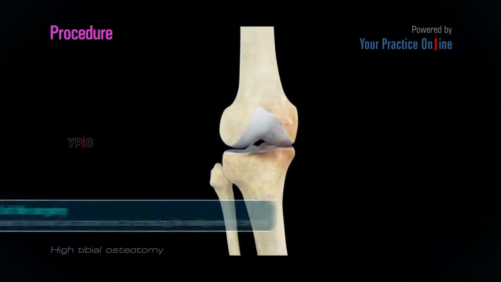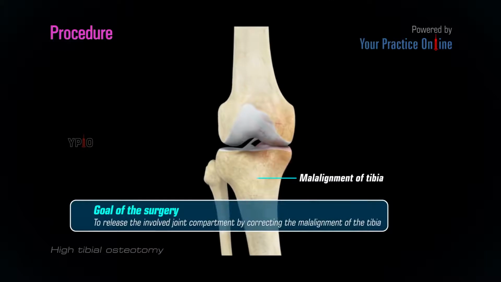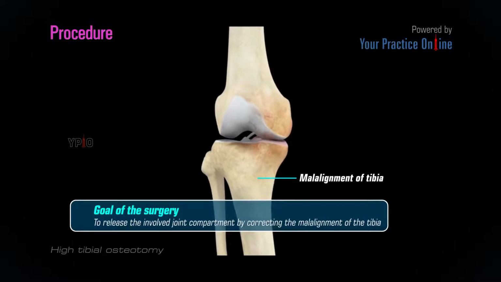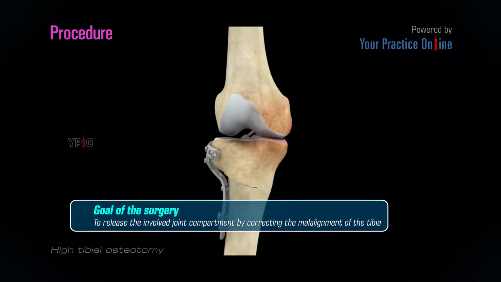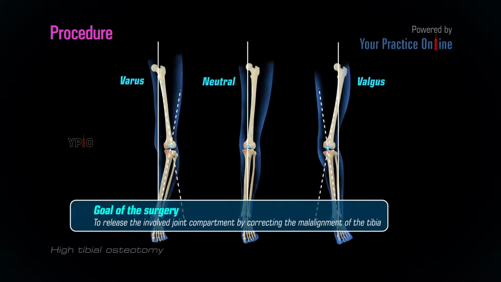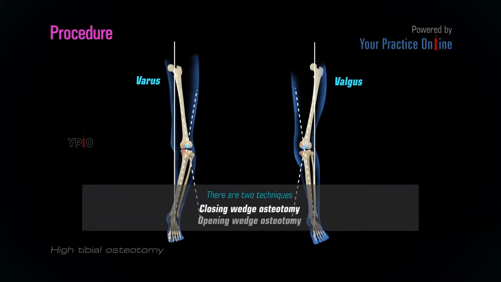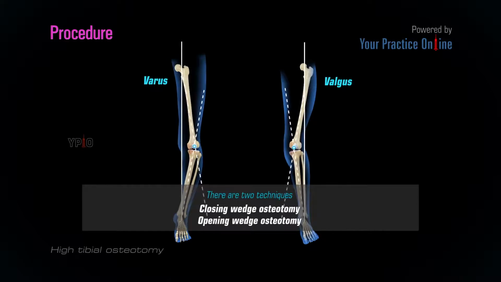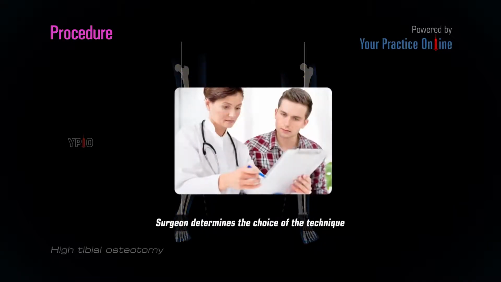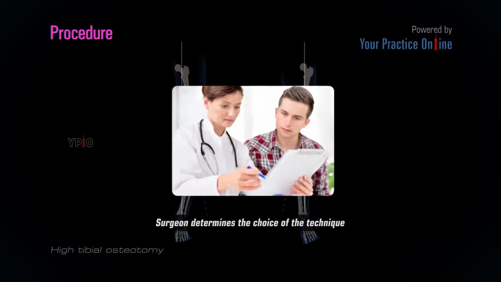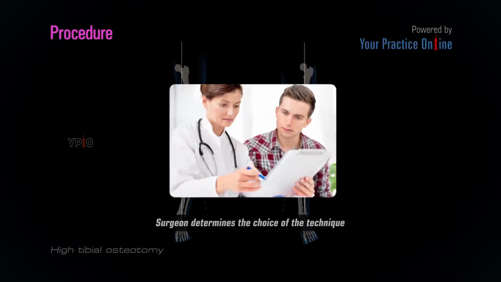Procedure. The goal of the surgery is to release the involved joint compartment by correcting the malalignment of the tibia and to maintain the joint line perpendicular to the mechanical axis of the leg. There are two techniques that may be used: closing wedge osteotomy and opening wedge osteotomy. The surgeon determines the choice of the technique based on the requirement of the patient.